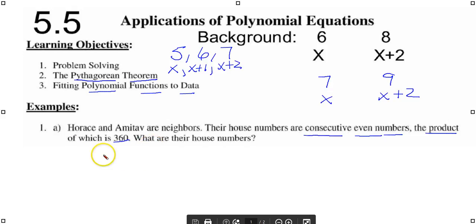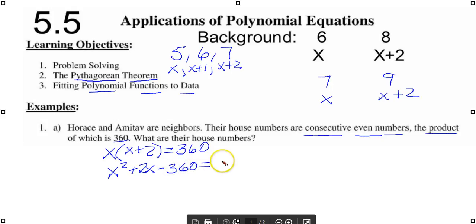So what would be your equation here? Well, it would be x for the first even number, and the product is what they're saying, x times x plus 2. And we're saying that equals 360. So you get x squared plus 2x, transpose this, negative 360 equals 0. So you could use the quadratic formula. A is 1, B is 2, and C is negative 360, or you could try to factor them.